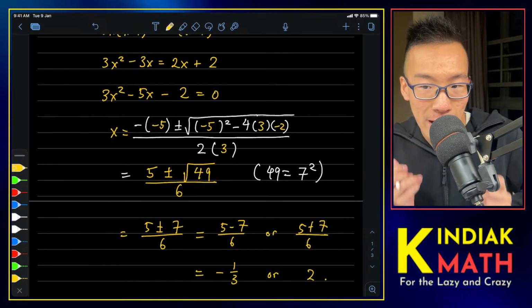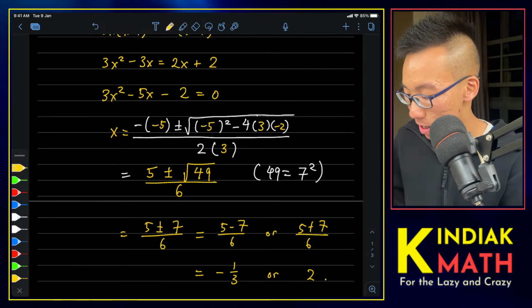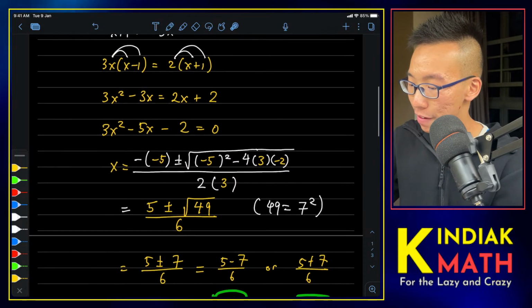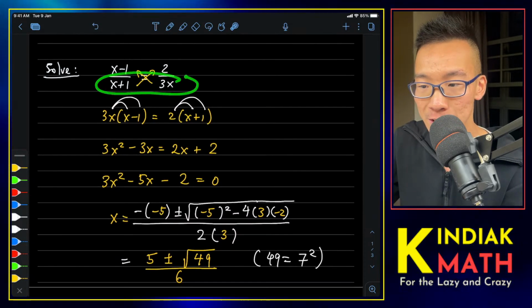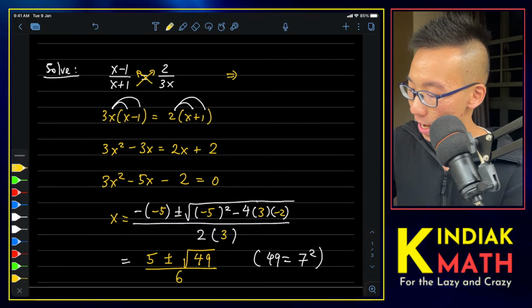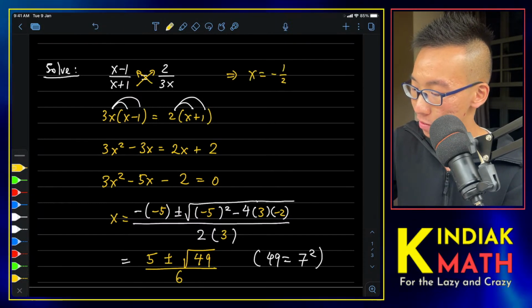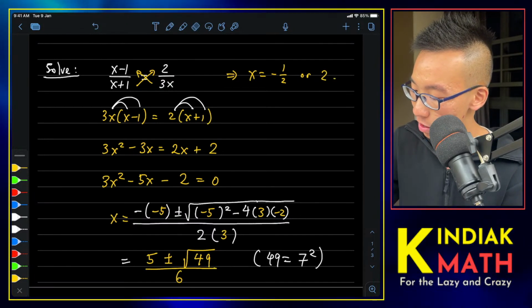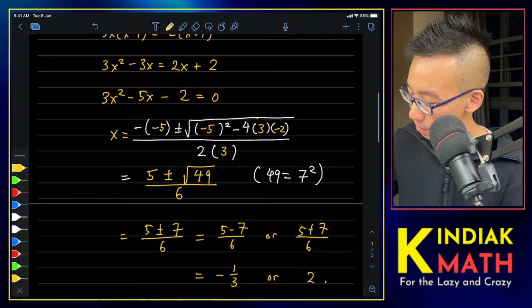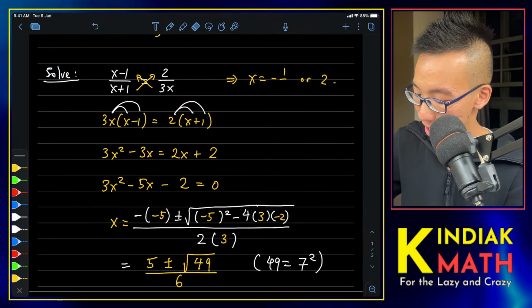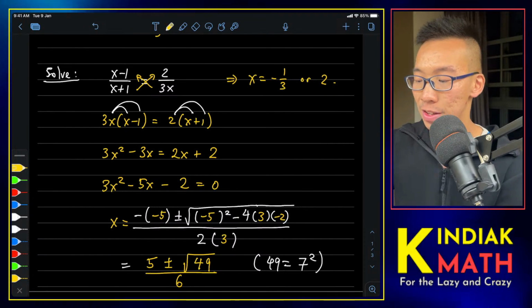And of course, you can check that these answers over here do not violate the zero denominator conditions. So we are good to go. So the answer over here is that x equals negative a half or 2. I think it's not negative a half. I think it's negative a third.